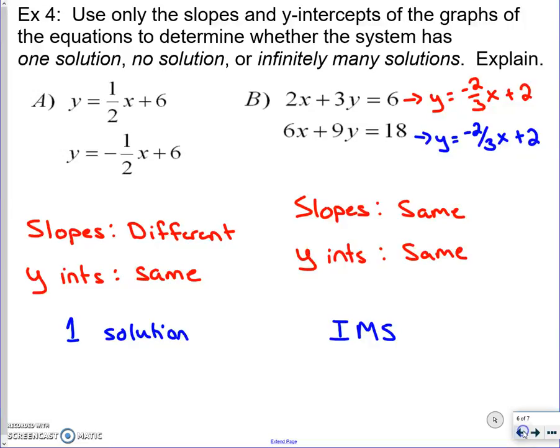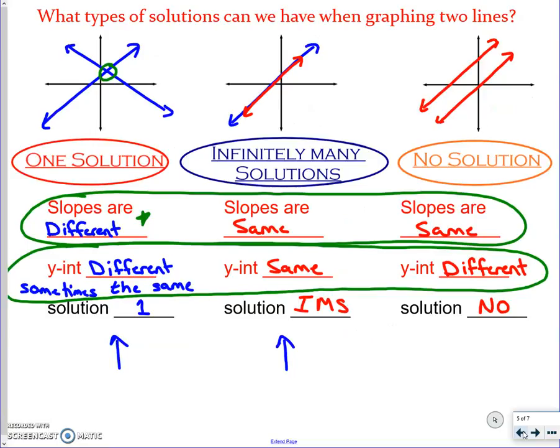I don't have a third example of no solution on there, guys, but if I did, you would just need to look at the combination. It would be a combination where the slopes were the same, the y-intercepts were different, and then you would have known that is no solution.